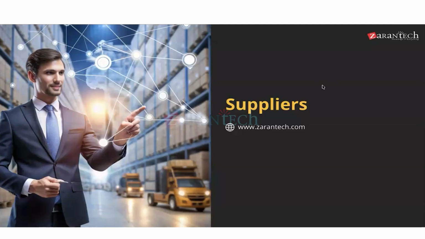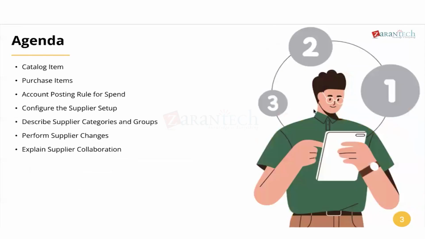We will be covering suppliers and procurement items. So the agenda would be to cover the procurement items such as catalog item, purchase items. We'll see how we can create those items and how we can use them eventually in our coming chapters by creating requisition, purchase orders, etc.